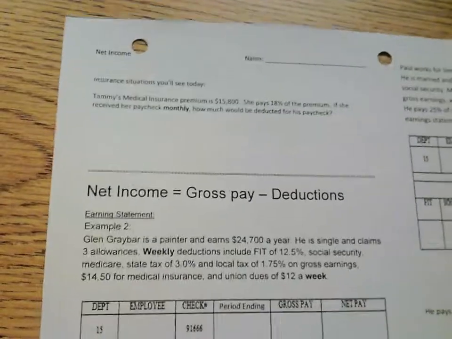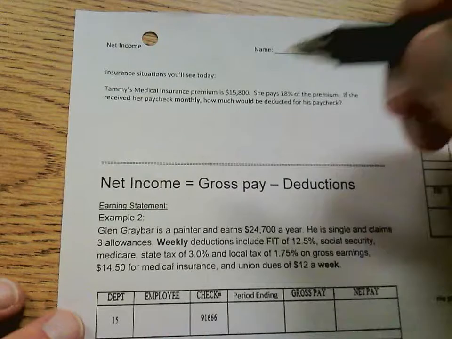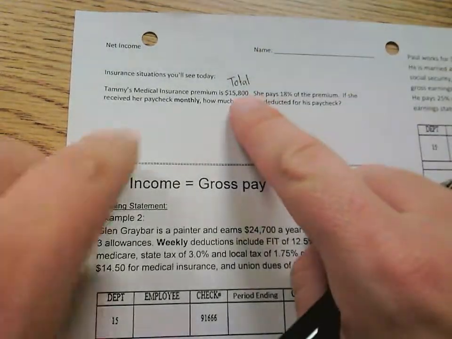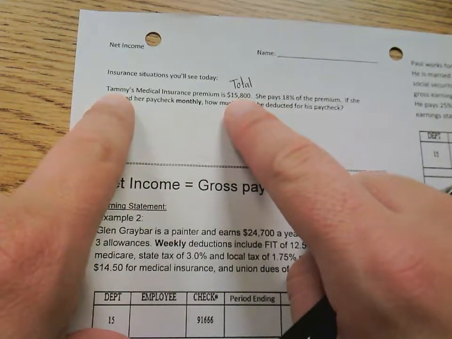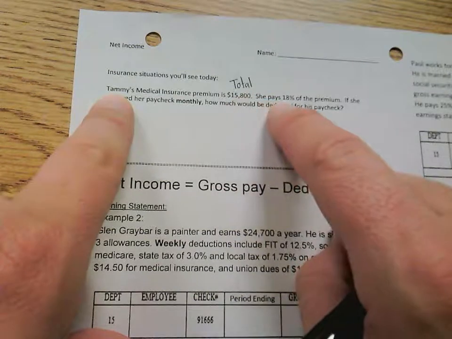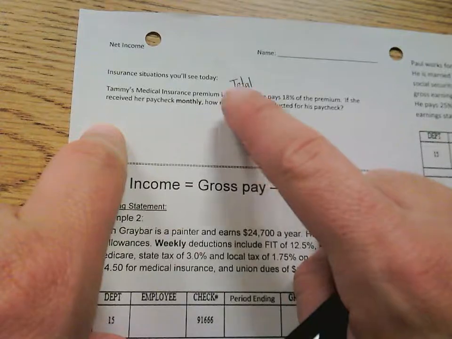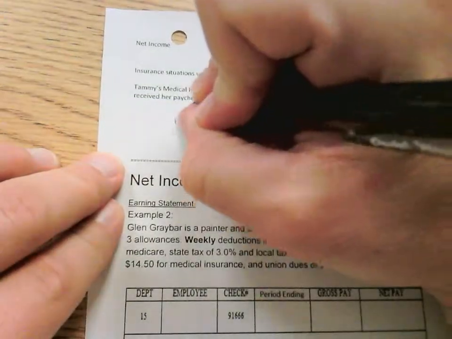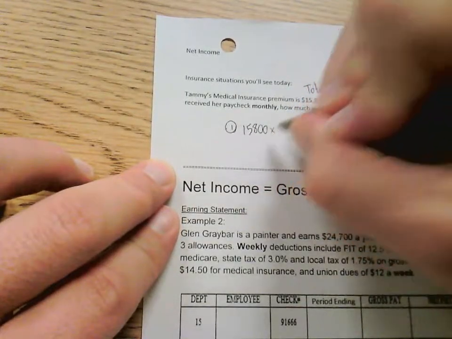All right, so Tammy's medical insurance premium is $15,800, okay? Now, this represents the total. This is how much it costs every year for Tammy to be insured. Now, she pays 18% of that. So the first step is 15,800, and we're going to times that by 0.18.